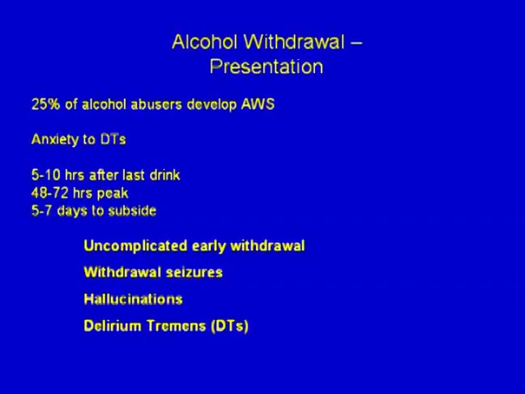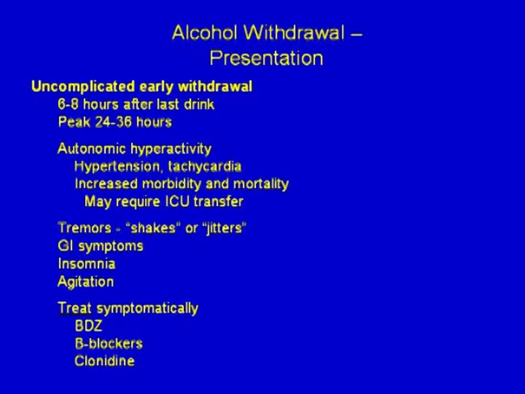The manifestations you can broadly categorize into four different categories. The first is uncomplicated early withdrawal. The next is withdrawal seizures, then hallucinations, and finally DTs, which most people incorrectly use to describe any kind of alcohol withdrawal. The first, the uncomplicated, as I talked about, is 5 to 8 hours. It peaks the earliest of the manifestations. You get tremors, you get autonomic hyperactivity. The treatment for this is symptomatic, and once again, benzodiazepines are the mainstay.